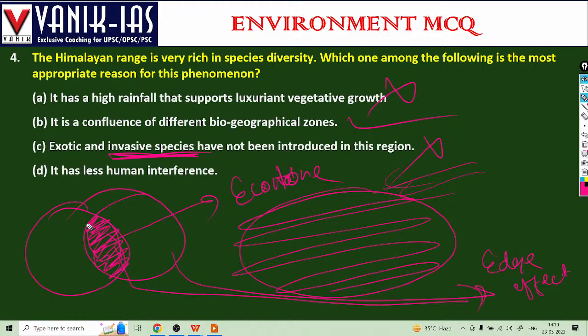Age effect means in these areas of ecotone, we see high species biodiversity. High species biodiversity is seen in the regions of ecotone, and this is called the edge effect. So C is the answer. That's why it is a confluence of different biogeographical zones. It is one type of ecotone that develops in the Himalayan region. Thus, it is a high biodiversity zone having high species biodiversity.